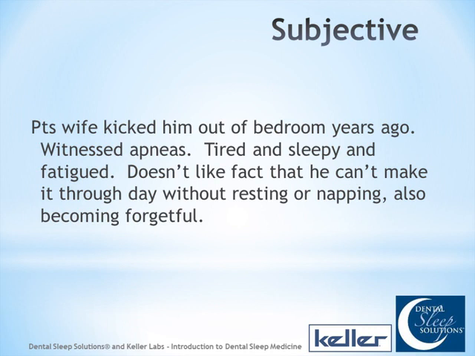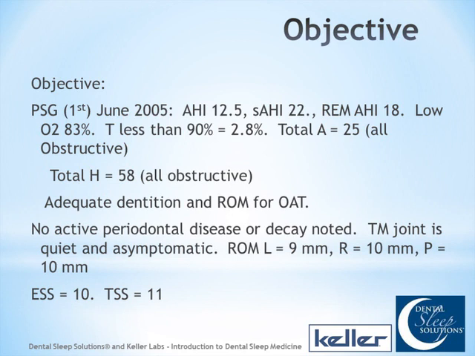Well, the objective, that's good, are things that we can measure. And we get these from where? From our sleep study. When was it? The date? What was the AHI, the supine AHI, the REM AHI? How low did their oxygen go? A lot of times that will be reported as the O2 nadir. The time that they spend below 90% as a percentage of the time that they're asleep, that seems to be more and more a predictor of the severity of sleep apnea. And that's one of the things we want to document.